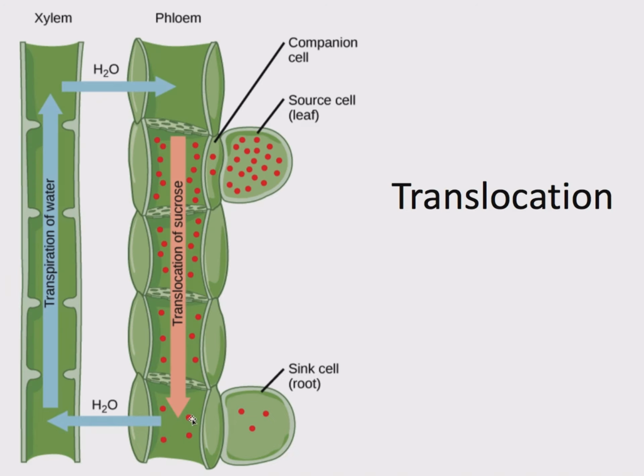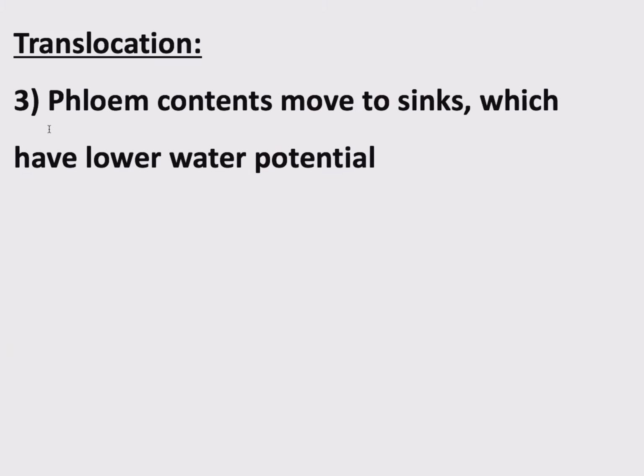Final step, we've got to get these solutes into the sink cells. In this example, it's a root, but somewhere into the sink. And this is going to involve water potential. These sink cells simply have lower water potential than the phloem. Remember, water always moves from high water potential to low water potential, so it's as simple as this. The phloem contents, these photosynthates, move to the sinks because they have lower water potential, and this doesn't cost any energy at all. So hopefully this made sense.